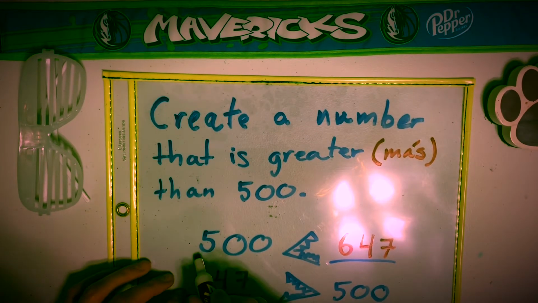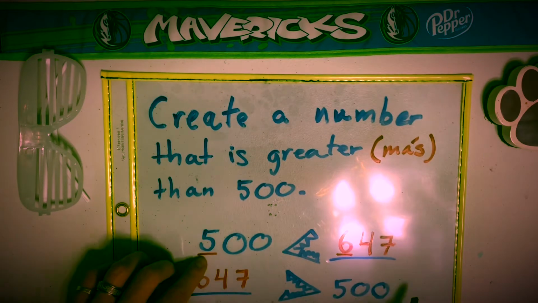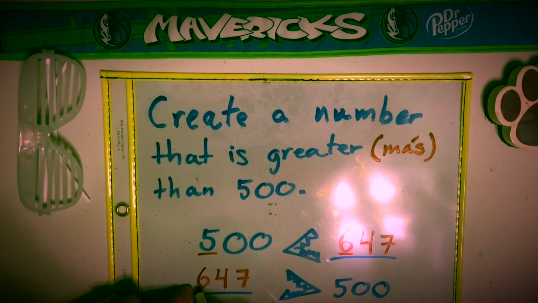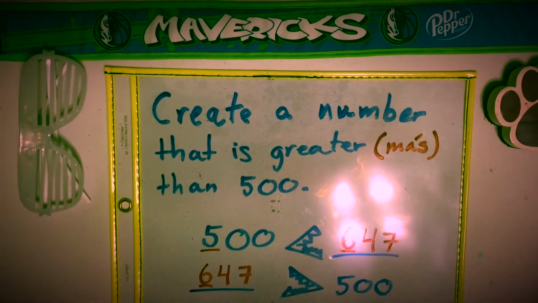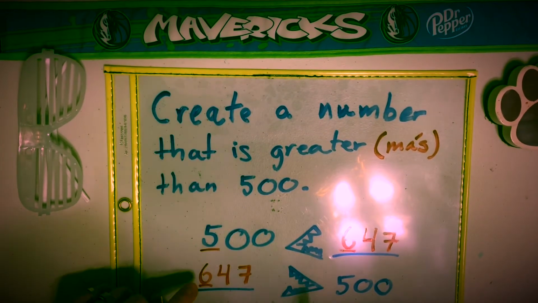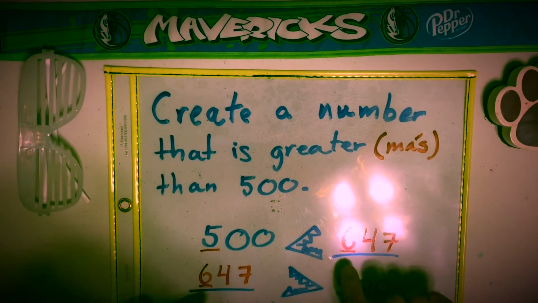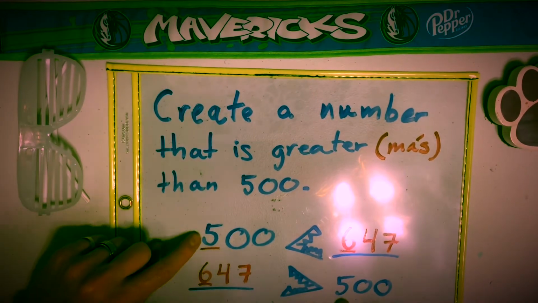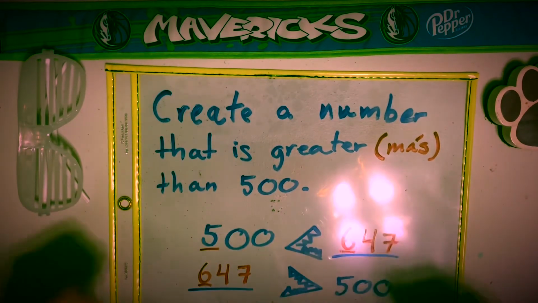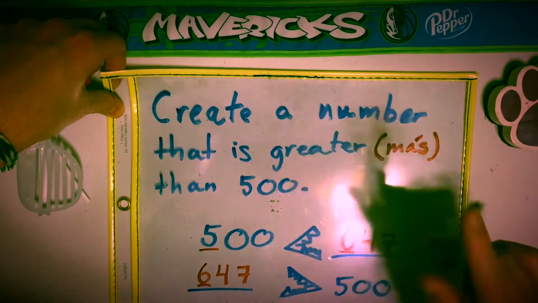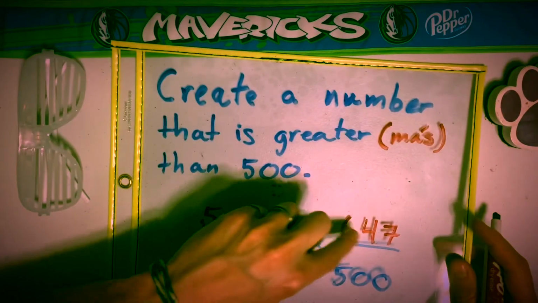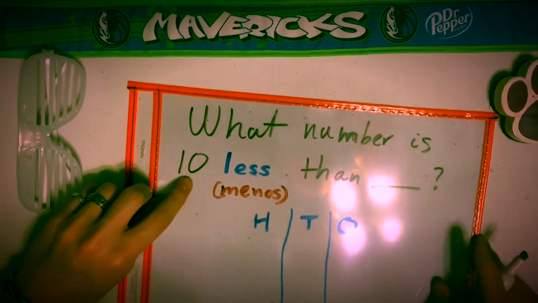If you look at my 500, 5 es menos que 6. Y 6 es más que 5. So I only look at the hundreds to know if it's greater or not. So this is why I know that my number is correct, because my 100 is greater than this number's 100. Good? Let's go to the next part. Remember, you're doing this with your own number. My number is 647.